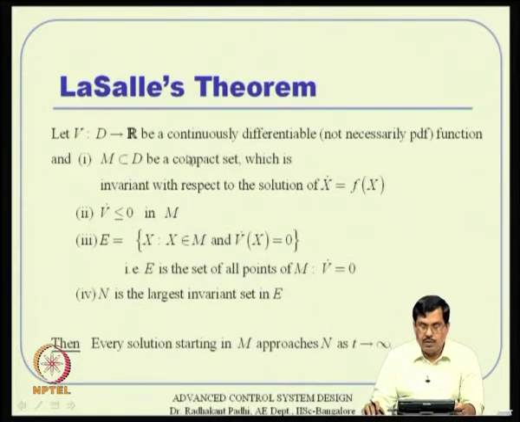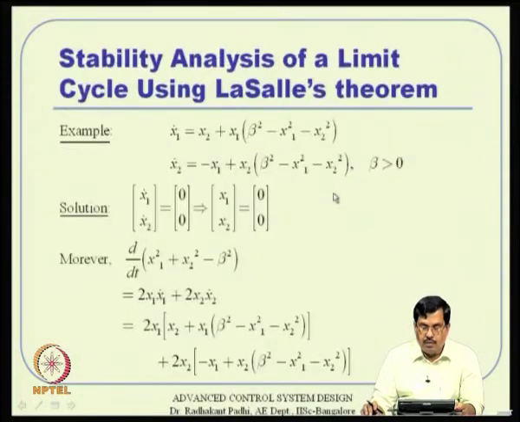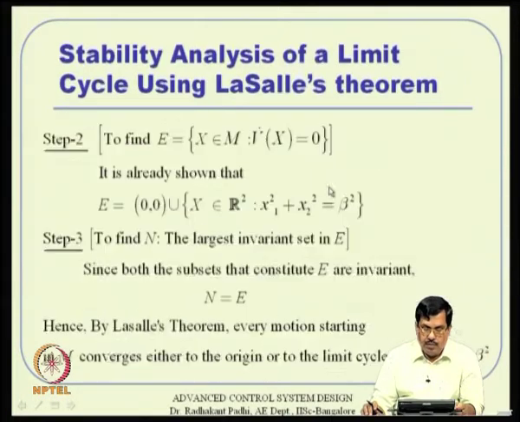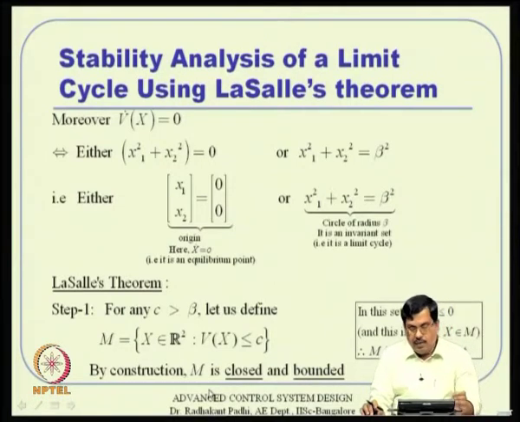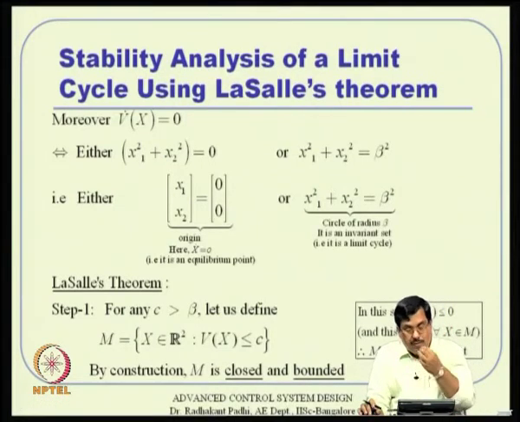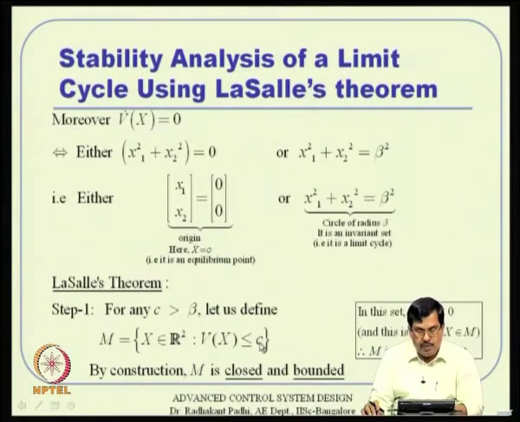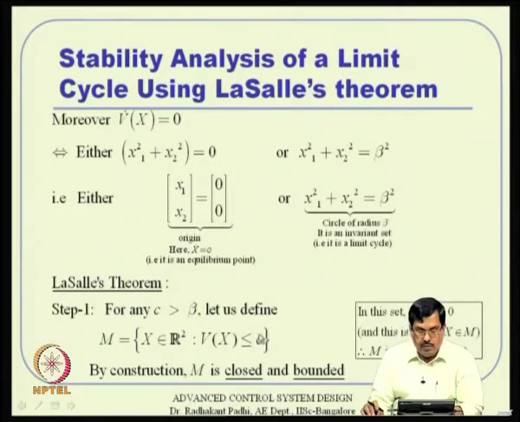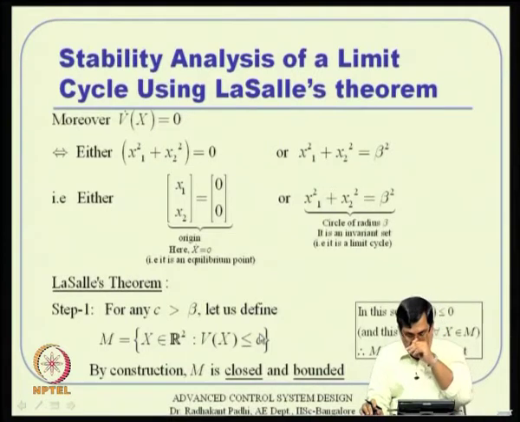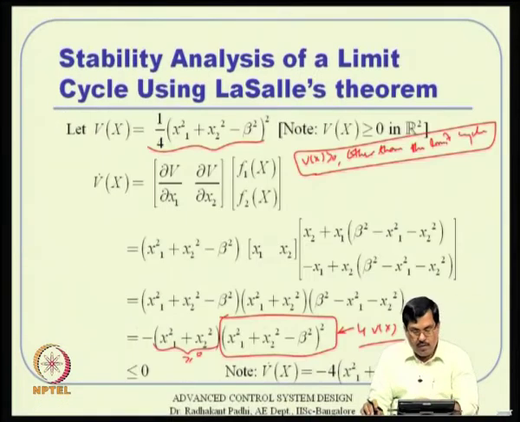So, it has to be a compact set actually. Then we have to see whether it is invariant with respect to the solution or not. So, now we go back and see this particular thing that you have defined. Within this set, if you start with a solution of the system, then obviously it will remain there only, because V dot happens to be negative semi-definite anyway.